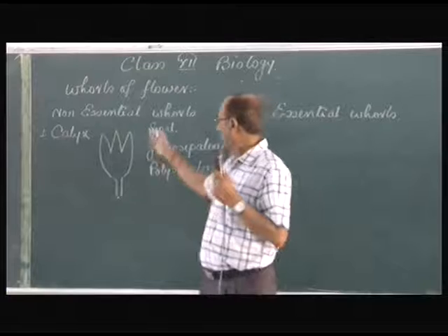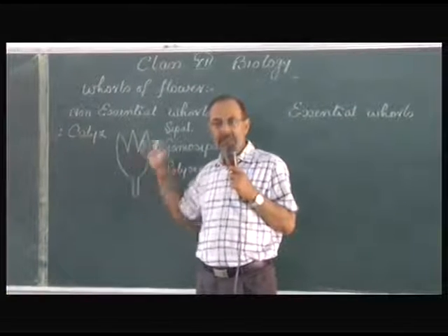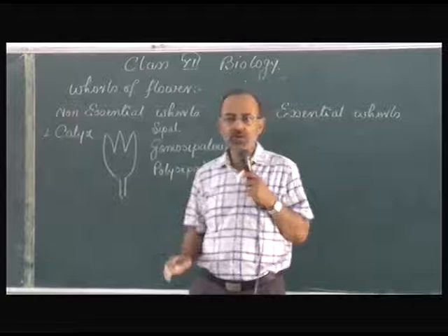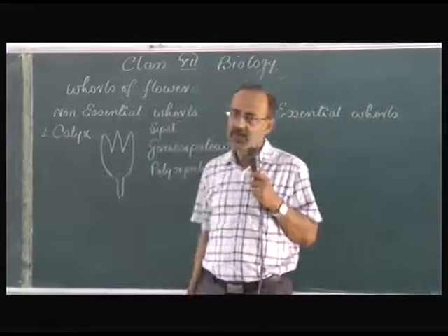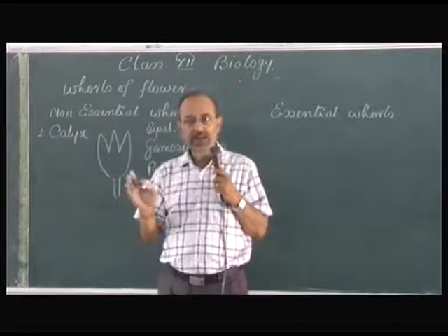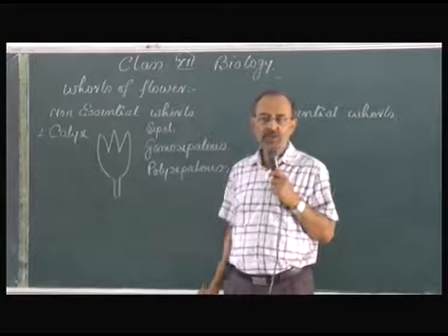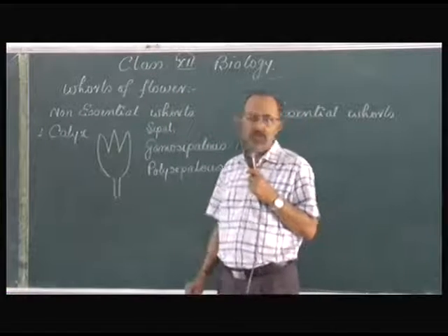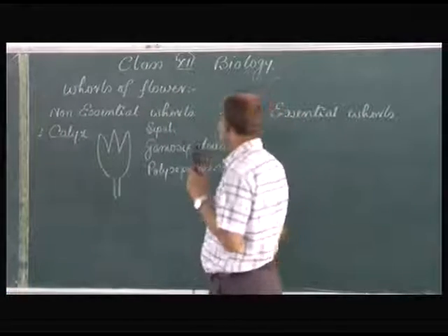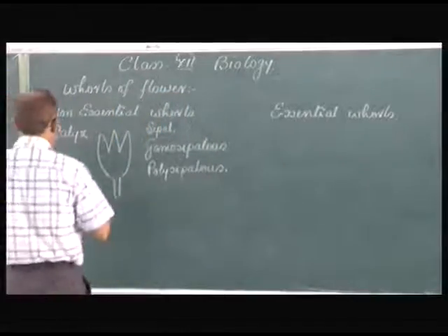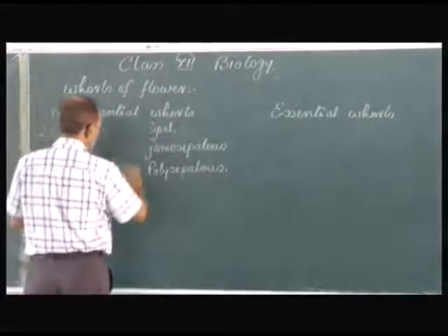So this is another important point to say that flower is a modified shoot of the plant body. That is, the lowermost whorl of the flower, that is the calyx, is structurally and functionally similar to the normal leaves of the plant. Clear? They are green in color, and like the normal leaves, they have the ability of carrying out the process of photosynthesis. The second non-essential whorl of the flower is known as the corolla.